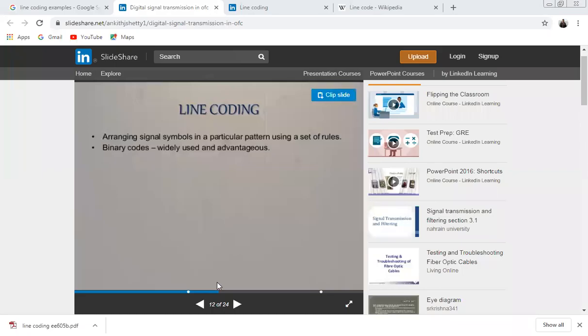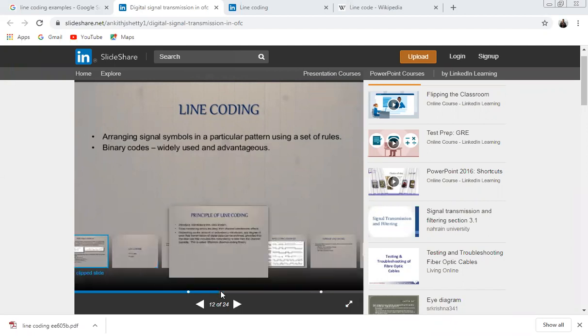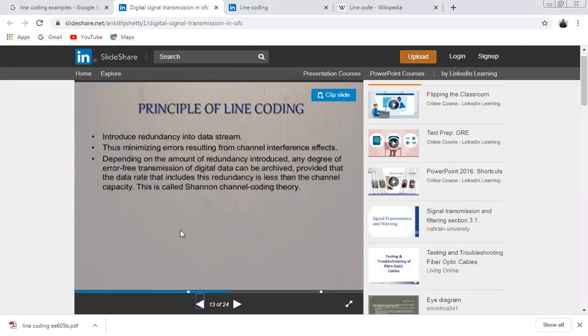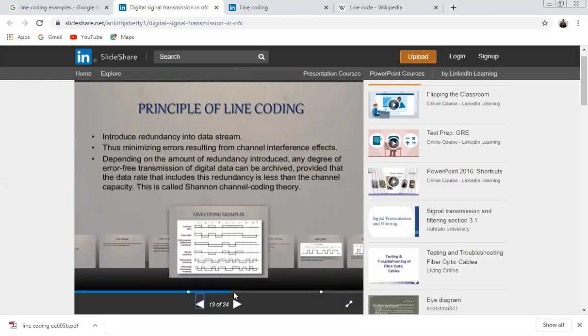Line coding. Line coding is the technique by which digital data is transmitted as a digital signal. What is the principle of line coding? Introduce redundancy into the data stream, minimizing errors resulting from channel interference effects. Depending on the amount of redundancy introduced, any degree of error-free transmission of digital data can be achieved.